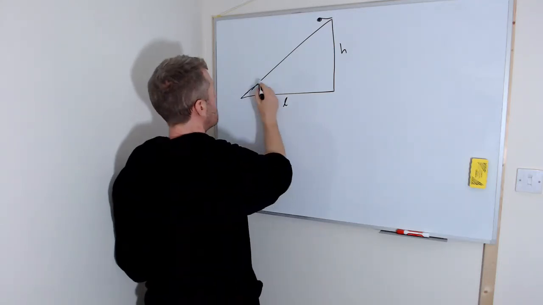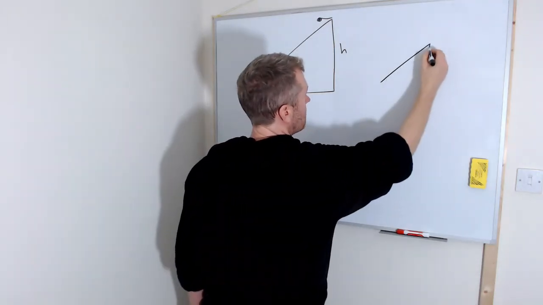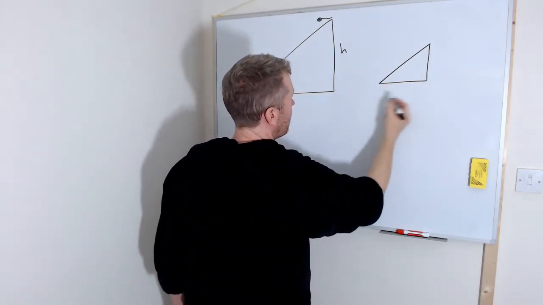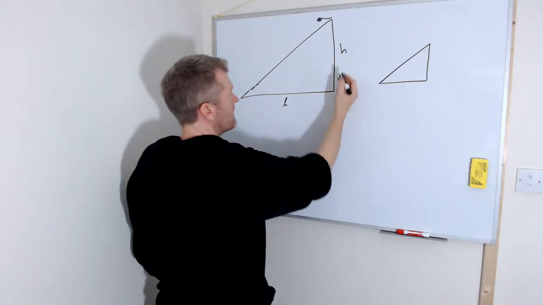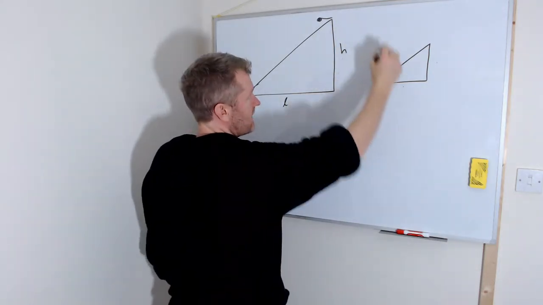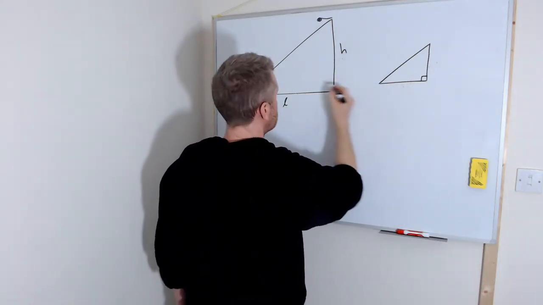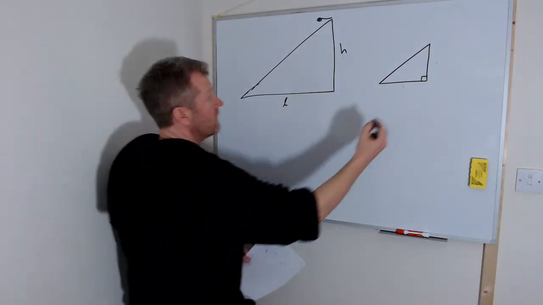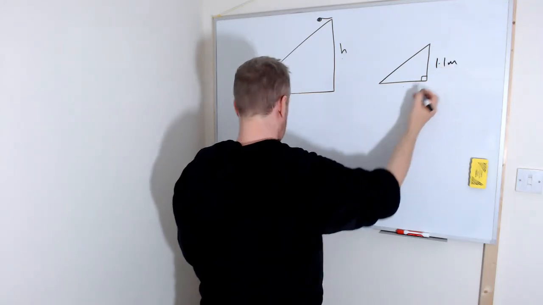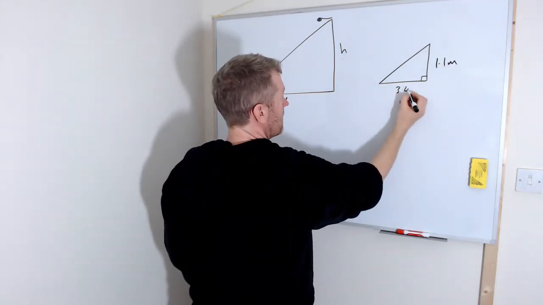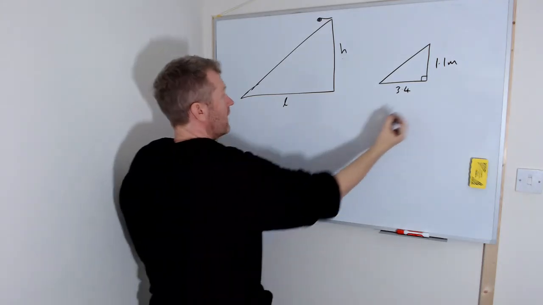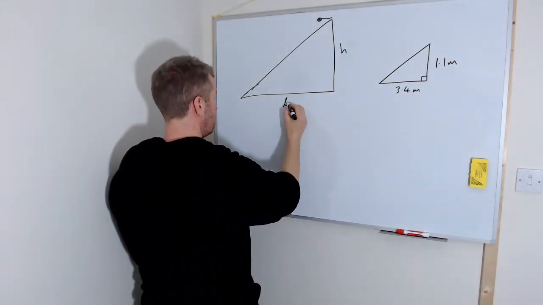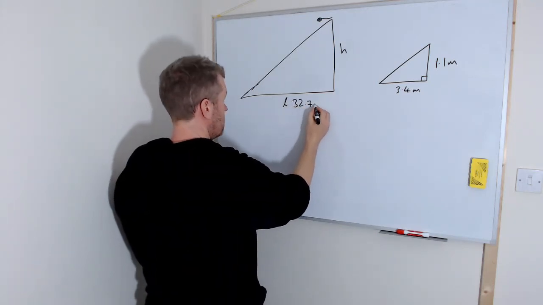So I measured length L, and then I put a stick in the ground of known height. I measured it, and I measured its shadow. The ratio of this to this is going to be the same as the ratio of this to this, because they're the same shape, because they've got the same angles. These are 90 degrees, same angle, because the sun's light is parallel. So the measurements I got were, this was 1.1 meters high, and this is 3.4 meters long, and h I don't know, that's what we want, and the shadow was 32.7 meters.